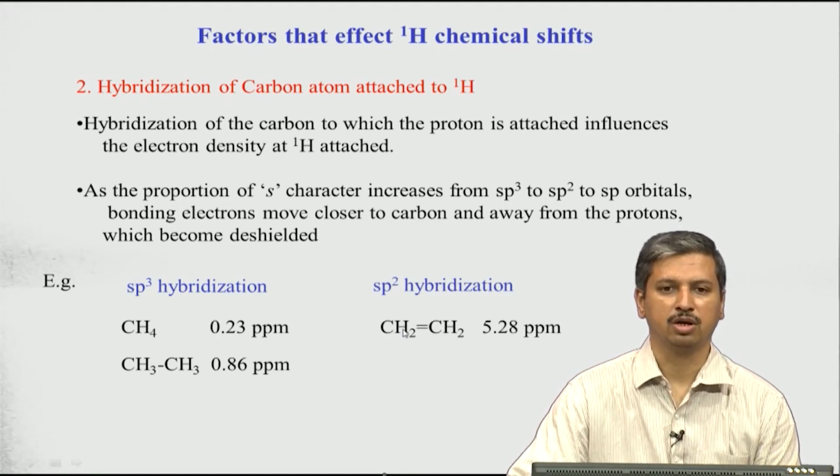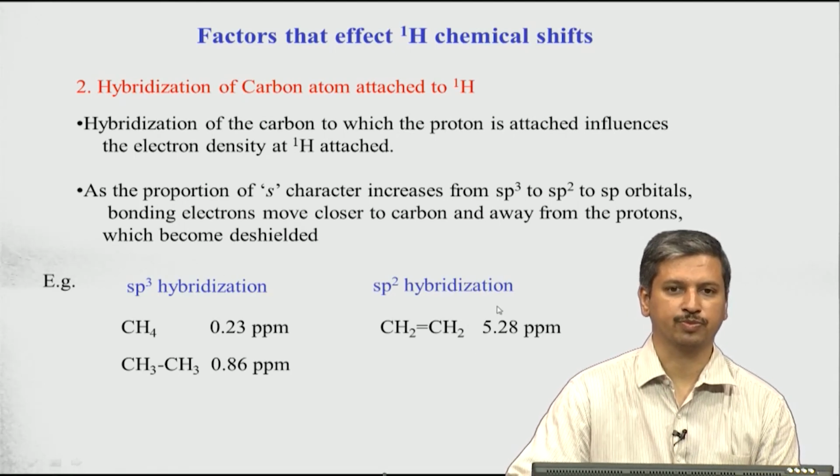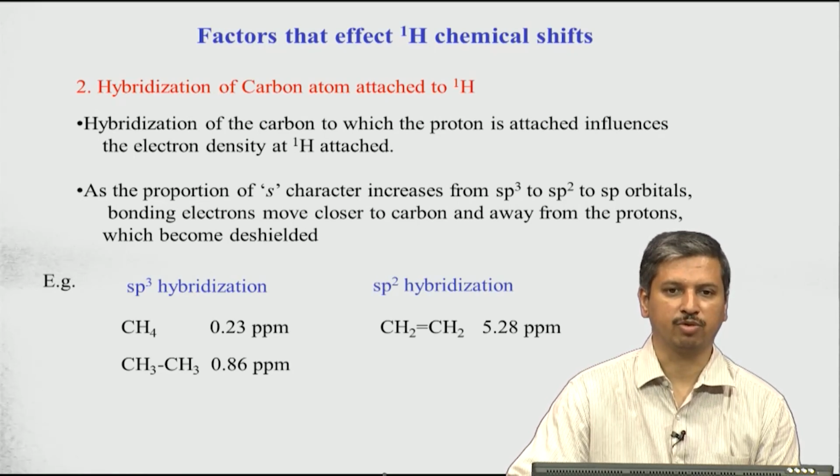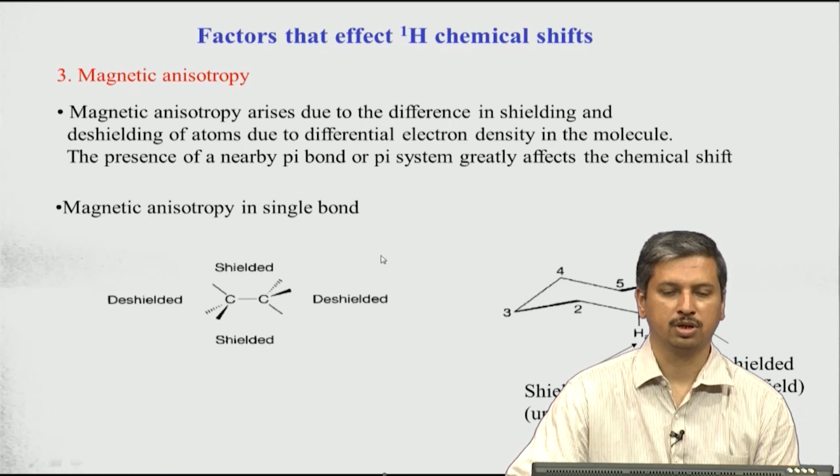So, in a sp2 hybridization system, the electron moves away from hydrogen, which is similar to the effect we saw when there is an electronegative atom attached to this. In a similar manner, here the electron density is pulled away from hydrogen, and so much so that this hydrogen becomes really downfield shifted and deshielded, and a deshielded value is around 5.28 ppm. So, this is the typical effect of hybridization. Similarly, if we go to sp hybridized system, it will be even more dramatic.